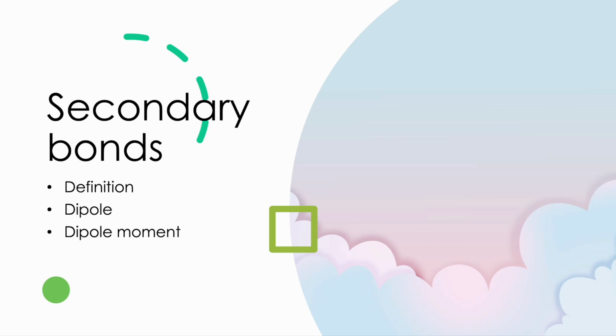You might have also heard about the dipole moment, which is a measure of the magnitude of the dipole, represented by the symbol mu. It is calculated as the product of charge and distance between the charges. The dipole moment is a vector quantity, meaning it has both magnitude, which is the size of the dipole, and direction, pointing from the positive end to the negative end of the molecule.